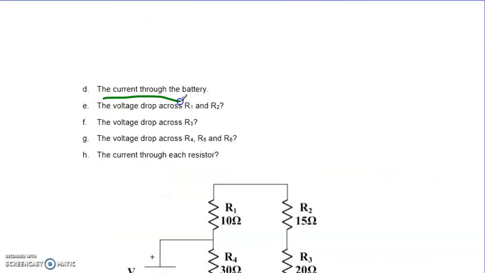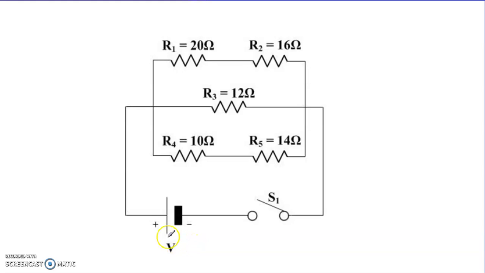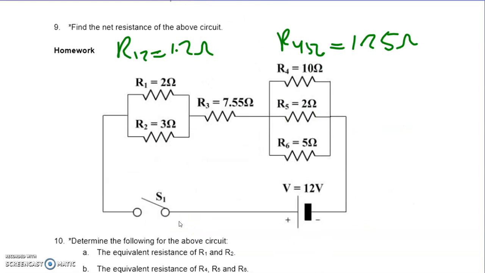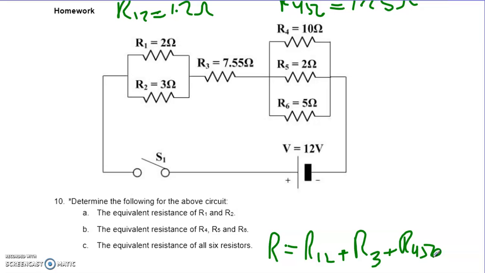So it says find the current through the battery. To find the current through the battery, I need to figure out, well, what's my net resistance? And this is part C, I skipped that, sorry. My net resistance, the resistance of the battery, is equal to R12 plus R3 plus R456. So 1.2 plus 7.55 plus 1.25, and I get 10 ohms. So R at the battery is 10 ohms.